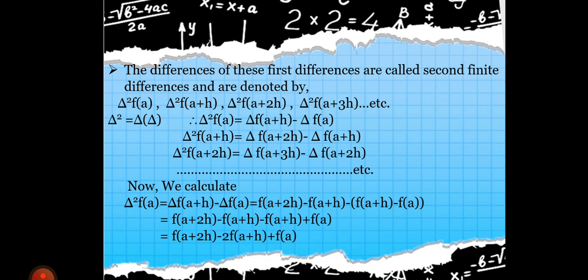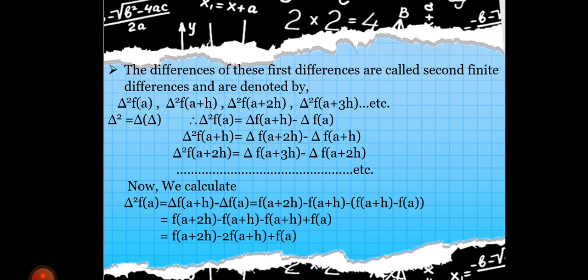Therefore, delta square f of a equal to delta f of a plus h minus delta f of a. Delta square f of a plus h equal to delta f of a plus 2h minus delta f of a plus h. Delta square f of a plus 2h equal to delta f of a plus 3h minus delta f of a plus 2h, and etc.